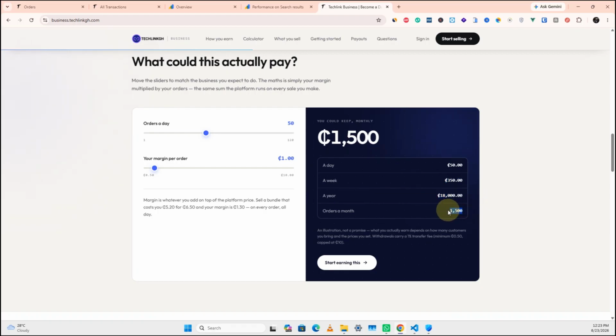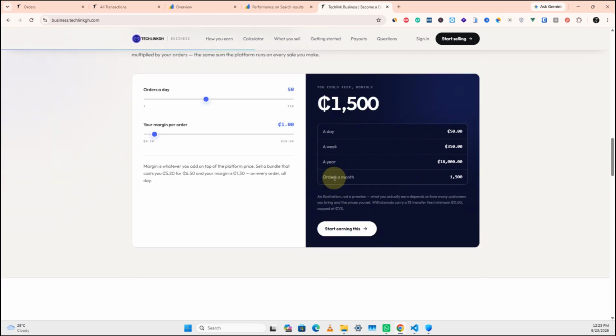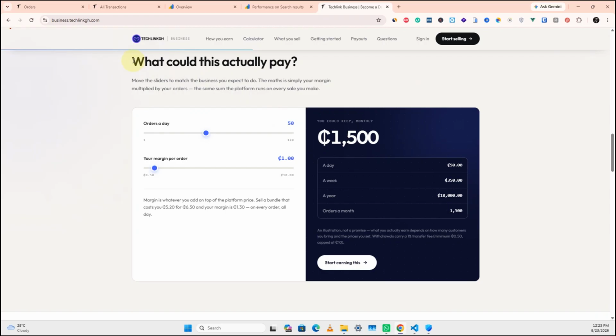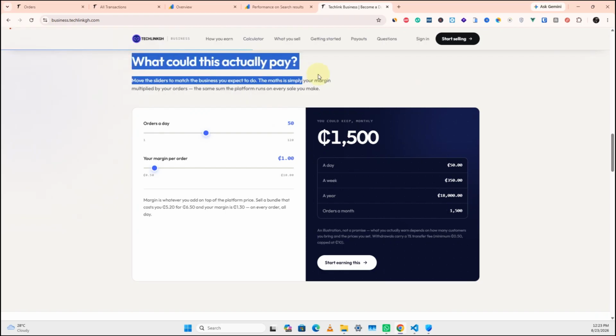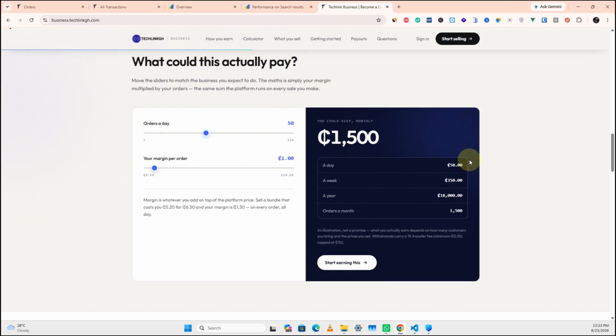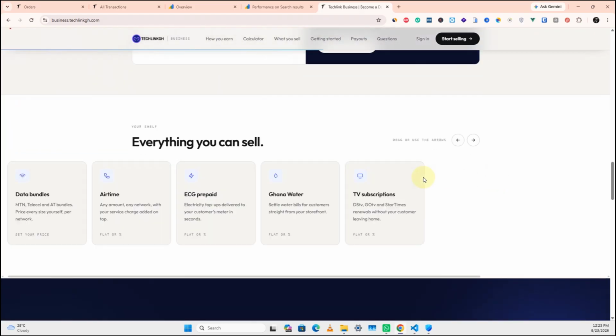So the orders in a month, 1,500. So it's basically a simple calculator which helps you calculate depending on the margin or the amount of orders that you get in a day. Okay, so if you are already selling, you can estimate how much you are making on the platform, right?